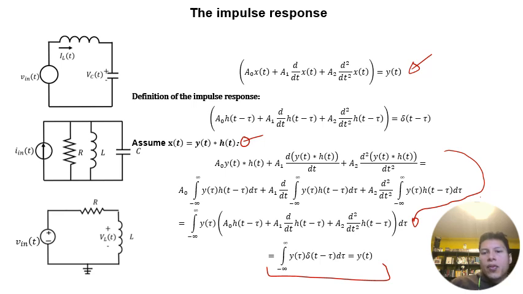Okay, so in particular, that's basically what today's lecture is all about, the impulse response. We're actually going to talk about how to find the impulse response for a circuit. And this is basically why we want to find that impulse response, because then we can use this property.